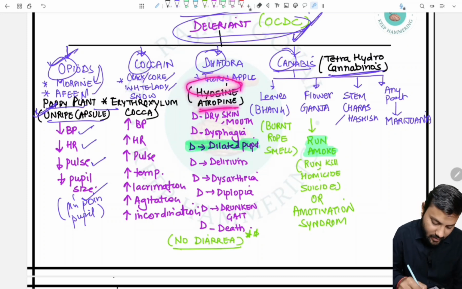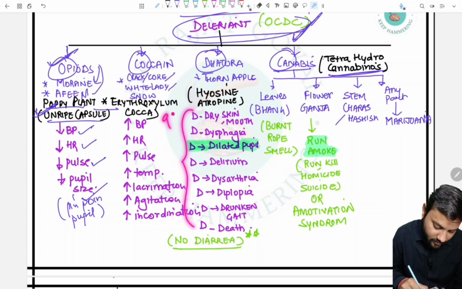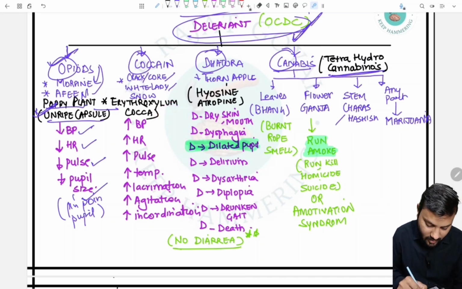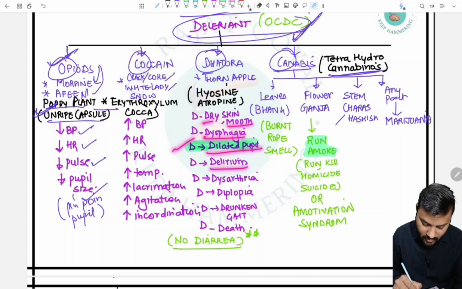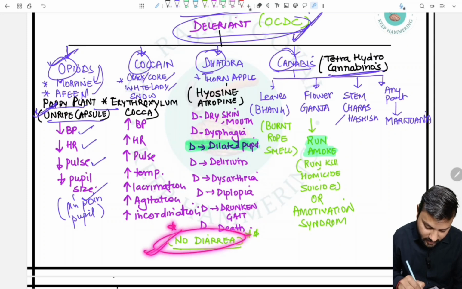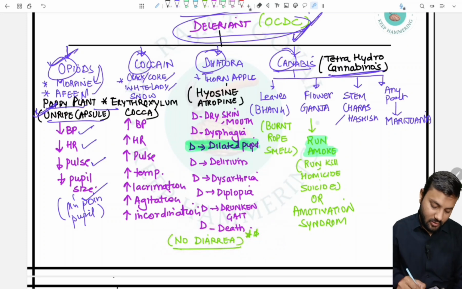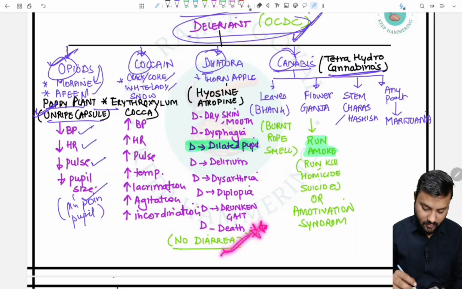and second is the atropine. So we have to remember 9 Ds over here. In the Datura, we have to remember 9 Ds. 9 Ds represent dry skin, dry mouth, dysphagia, dilated pupil, which is very important, and delirium, dysarthria, diplopia, drunken gait, and the death. And there is no diarrhea, we have to remember. So it was in the previous year that which of the following features is not in the Datura. All the options are the D ones, but diarrhea is given, so it is not seen in the Datura. Instead, constipation is seen in Datura.